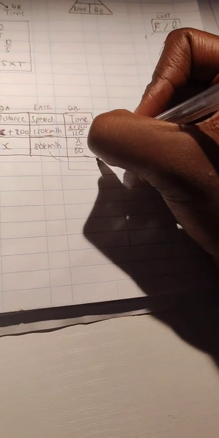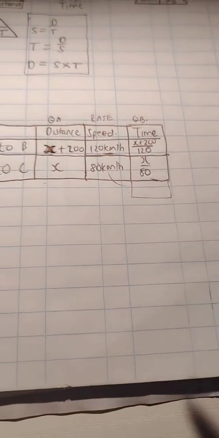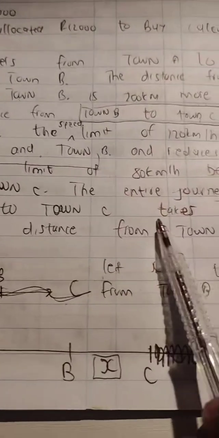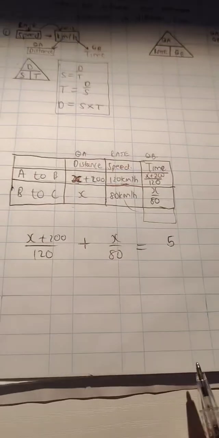So now here I have time, guys. What did they say now about time? The entire journey takes how long? 5 hours. So what does that mean? From A to B, that's the time. From B to C, that's the time. The entire journey in total. When they say entire journey, it means from A to C. So I can set up an equation and say X plus 200 over 120 plus X over 80 is equal to 5.